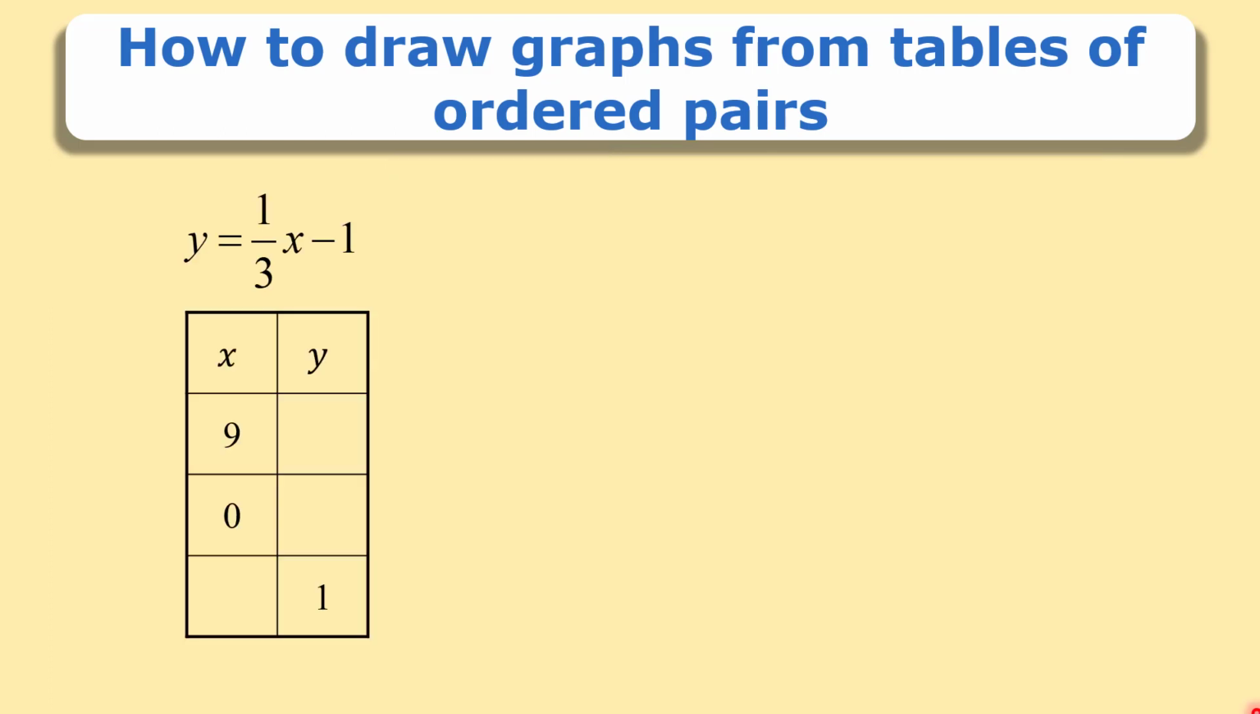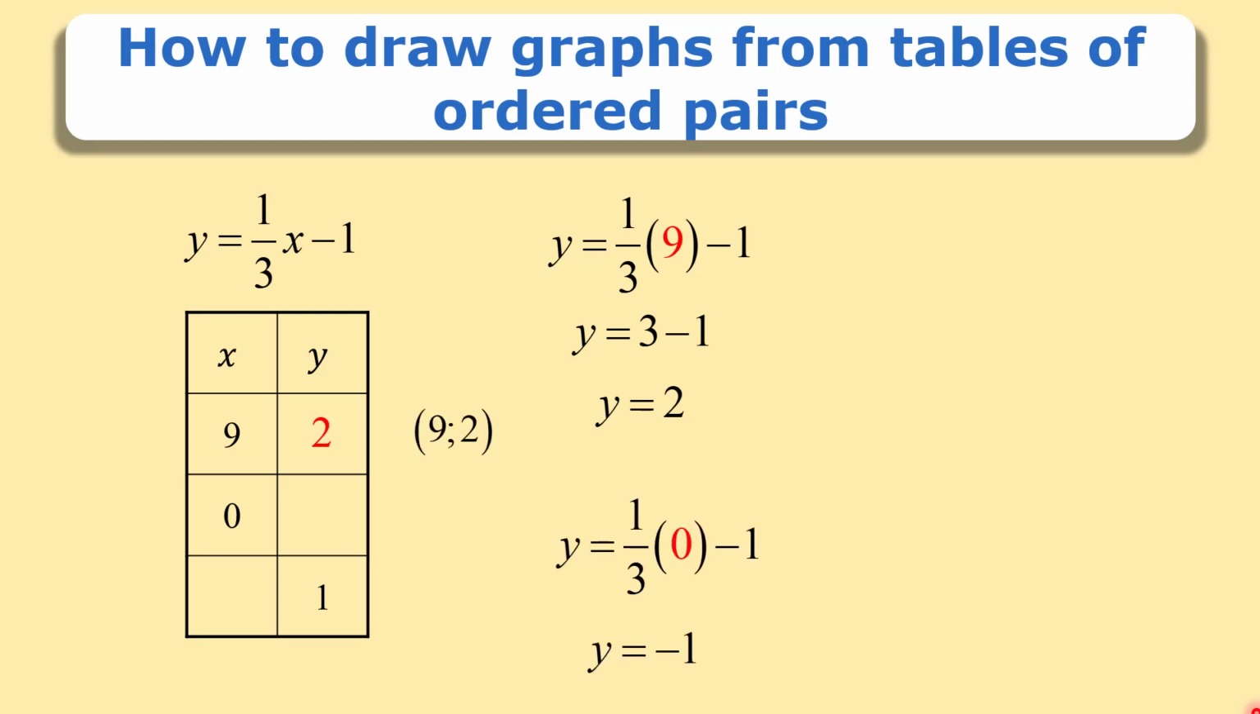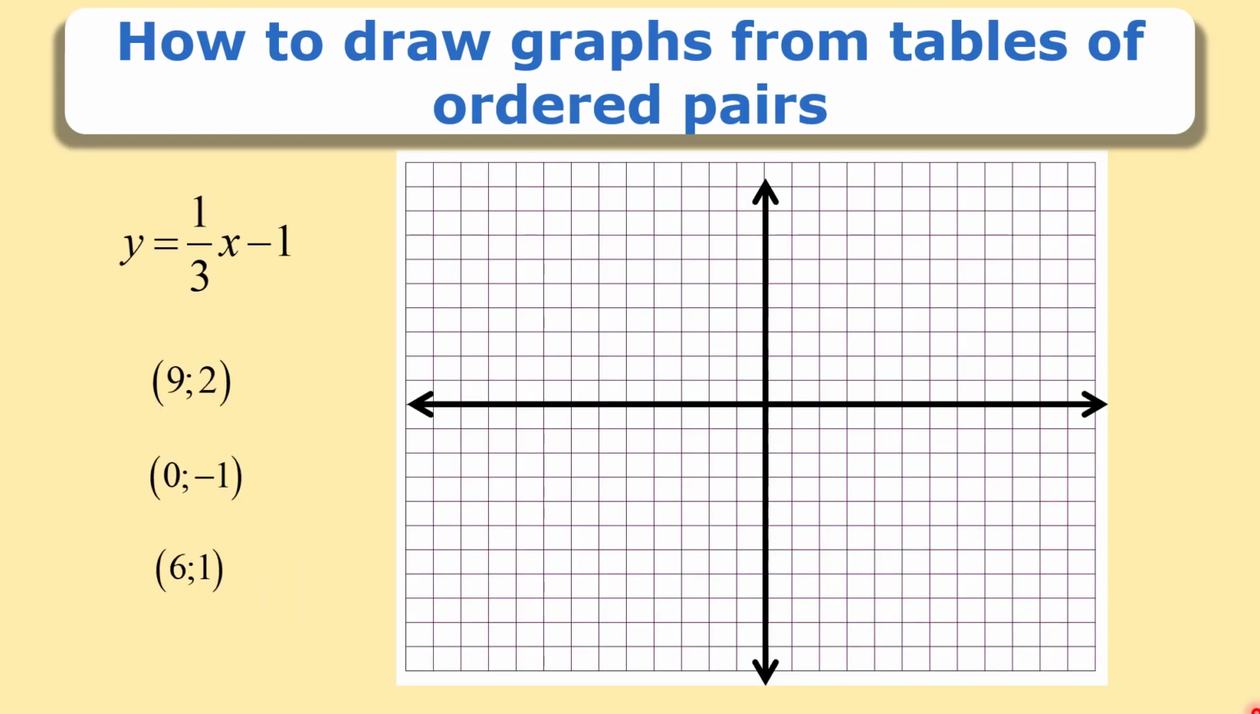What about this one? Y will be... pause the video and try for yourself. 2. If x is 0, what would y be? -1. If y is 1, what would x be? 6. So we've got our 3 points. Let's plot the points. First one, 4 and 2, 0 and -1, and 6 and 1. It forms a straight line.